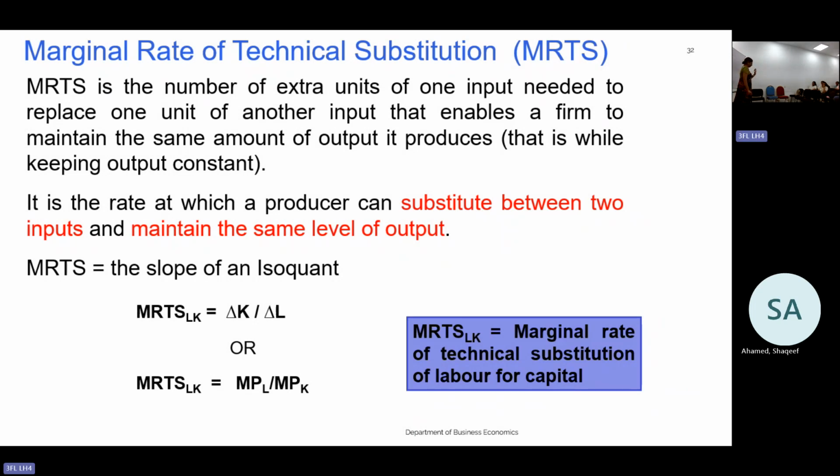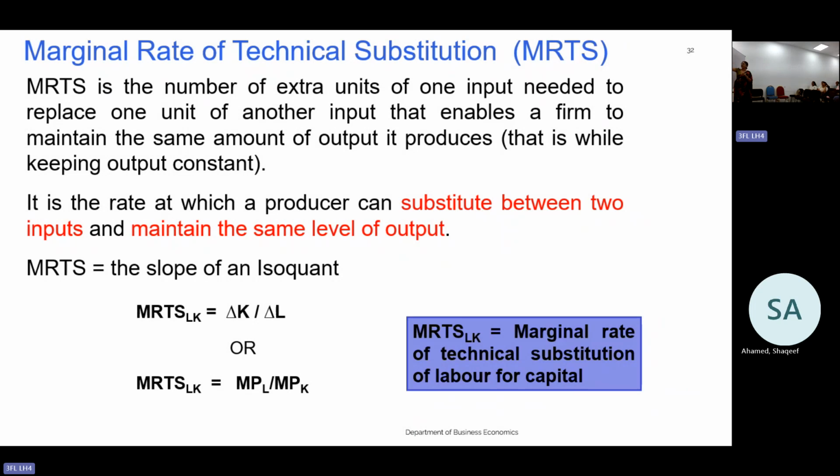Now, I want to find an expression for the slope, MRTS. Here, slope equals delta K divided by delta L. That you understand, right? So I want you to simplify this formula. Find delta K divided by delta L equals to something.